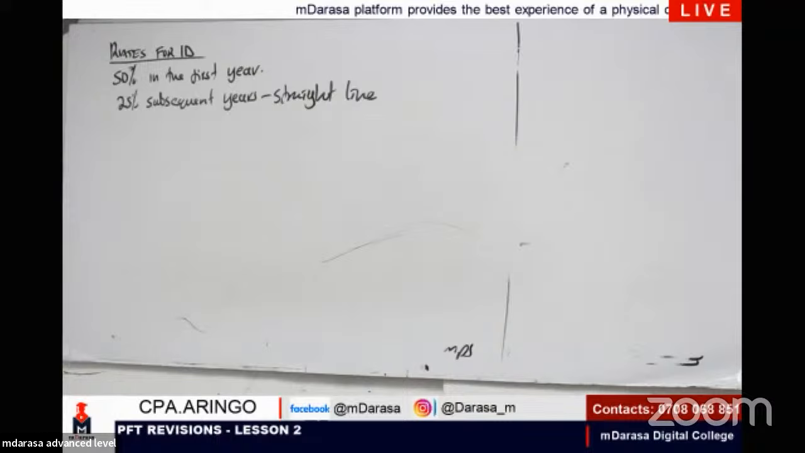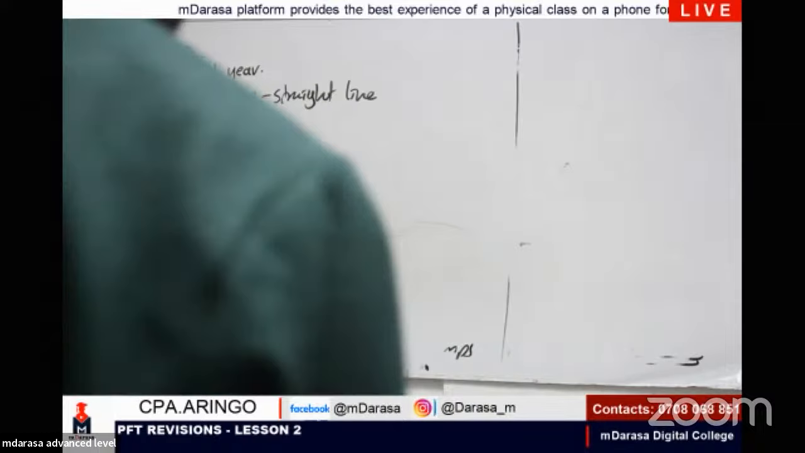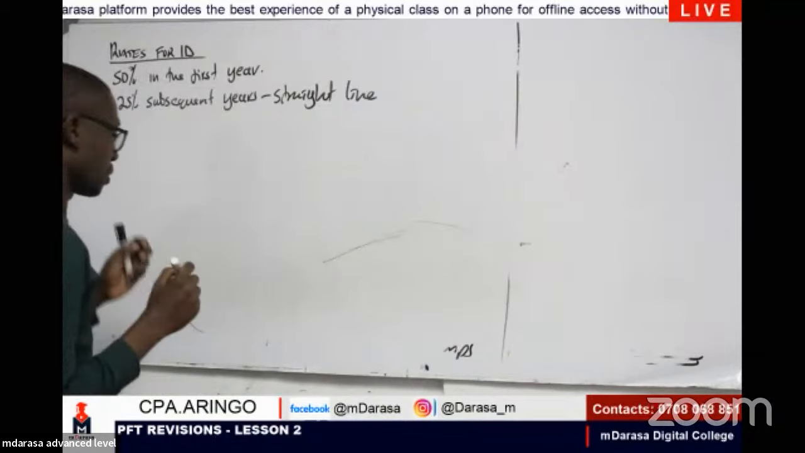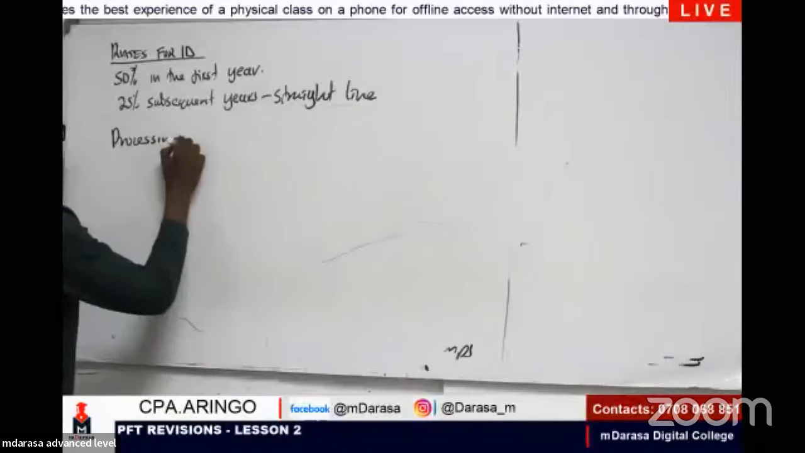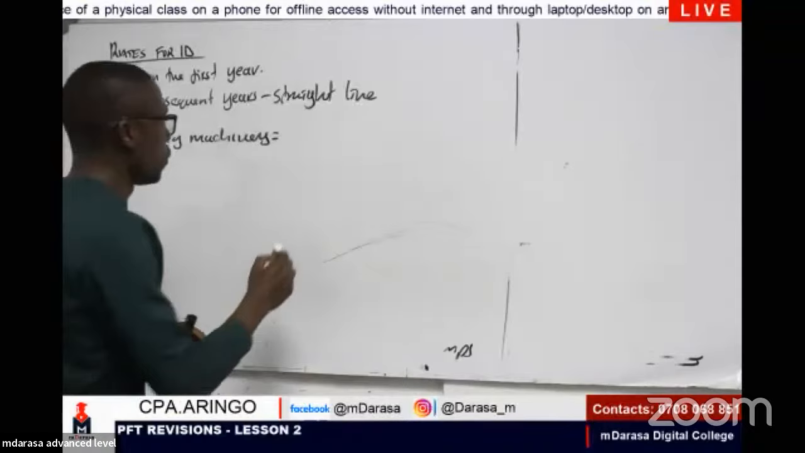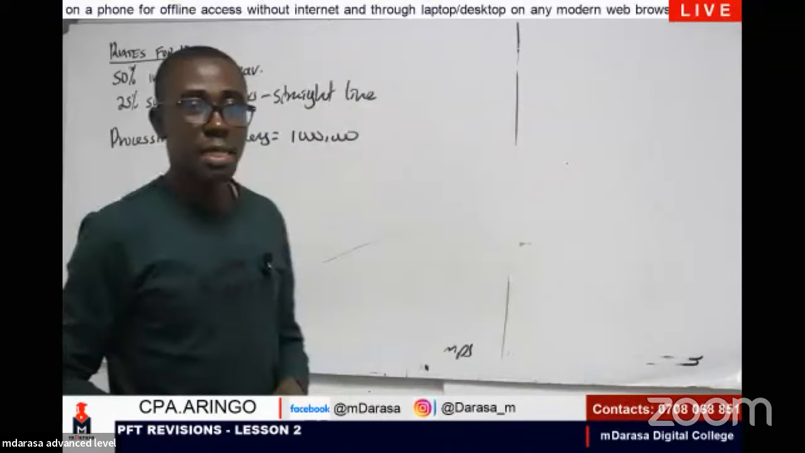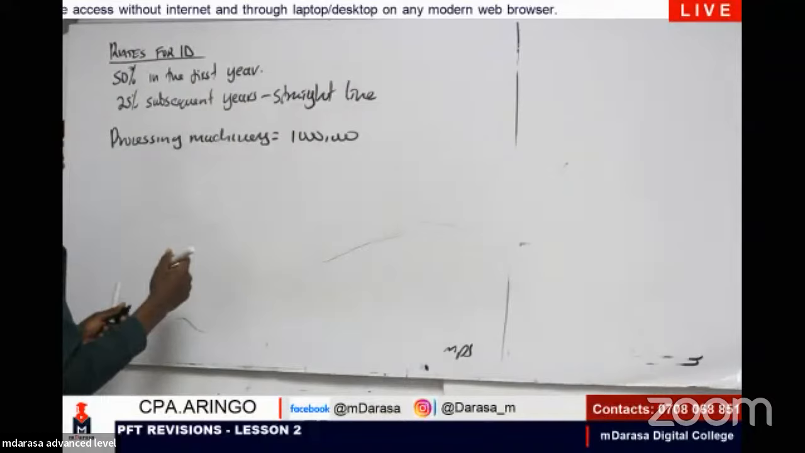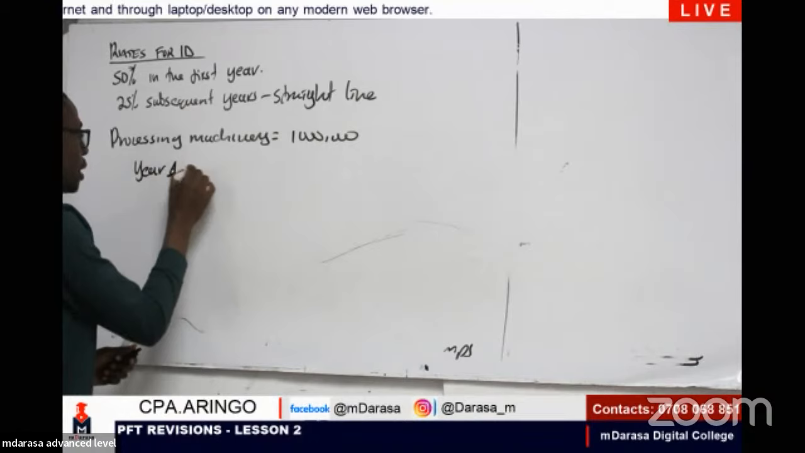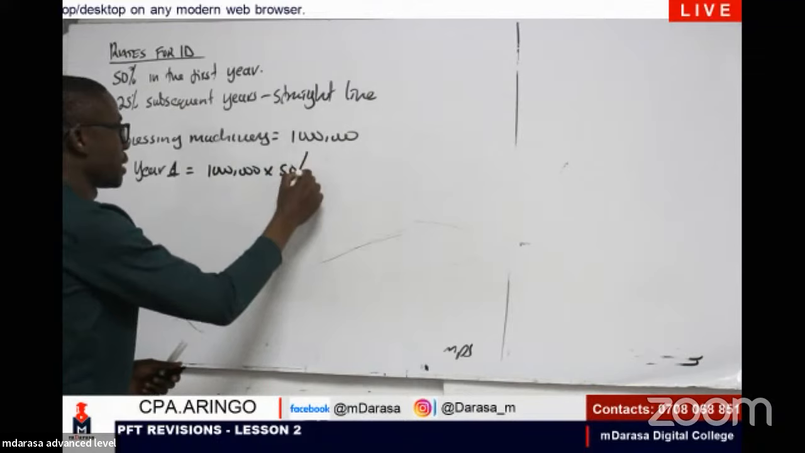So this is what Mwalimu is saying. Assuming we have purchased an item, say processing machinery. This is an example that I'm giving you. We purchase this processing machinery at a figure of, for example, 1 million. If I want to provide ID in year one, the year that I've purchased, we'll have the 1 million times 50%, which gives us 500,000. This will be our ID in year one.